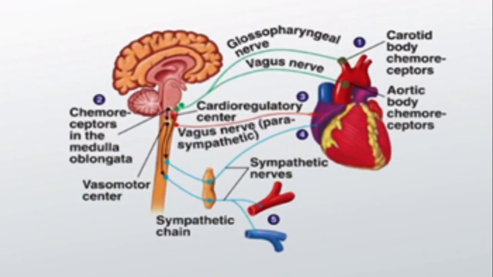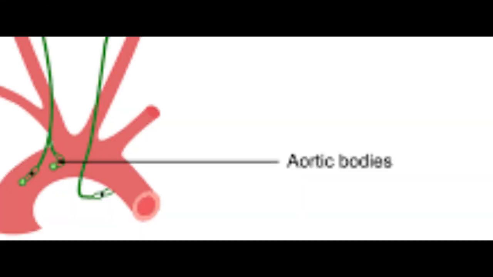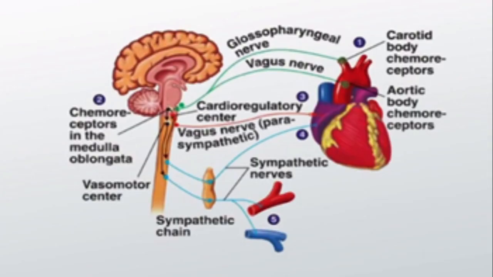Chemoreceptors. These are special nerve cells that detect changes in the chemical makeup of the blood and send information to the brain to regulate cardiovascular and respiratory functions. There are two types of chemoreceptors: peripheral and central. Peripheral chemoreceptors, carotid and aortic bodies, detect changes in arterial blood oxygen levels and initiate reflexes critical for maintaining homeostasis during hypoxia.